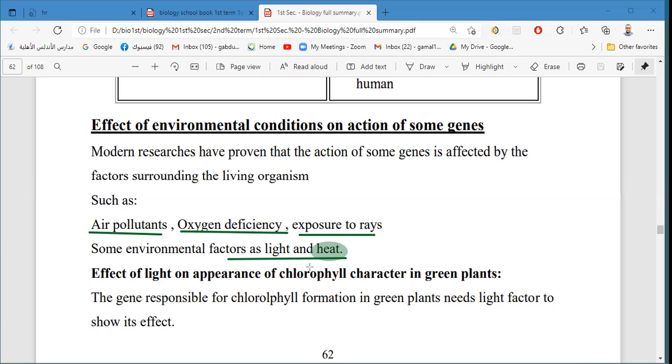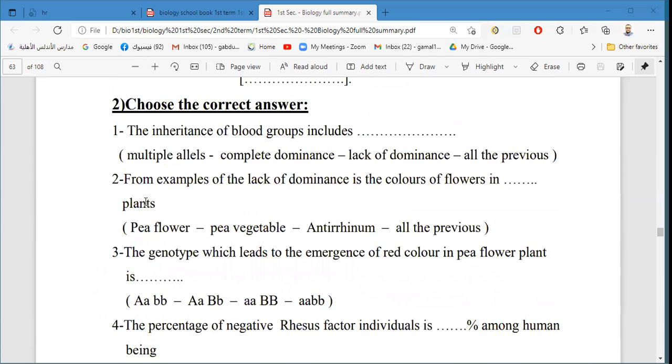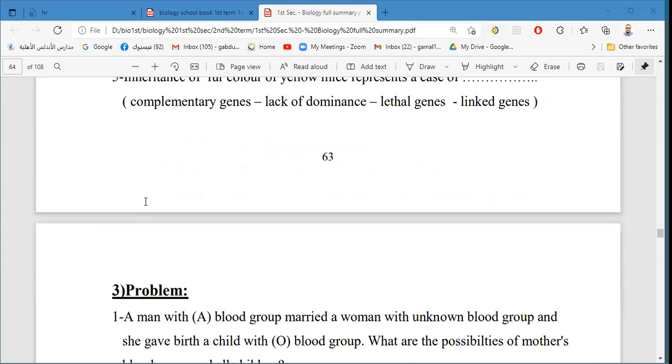Okay, this is the effect of the heat. Another example of the environmental conditions.